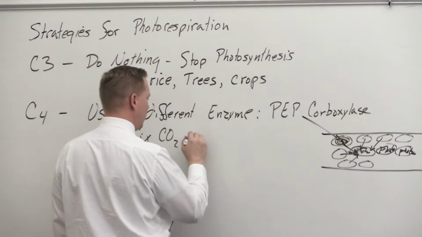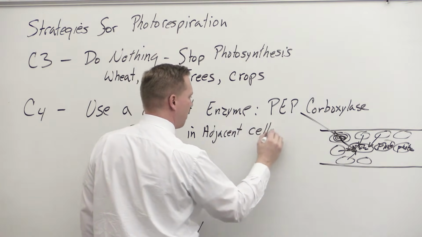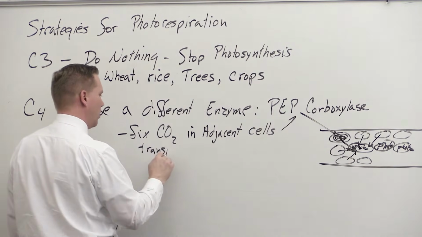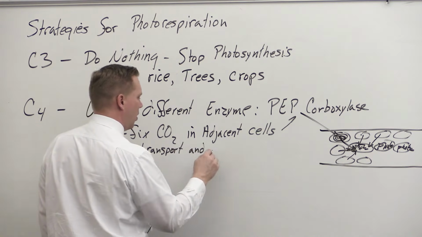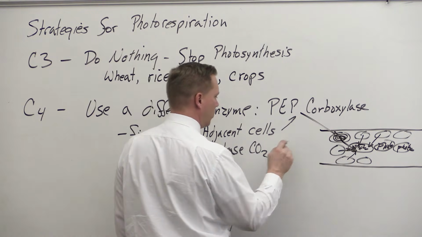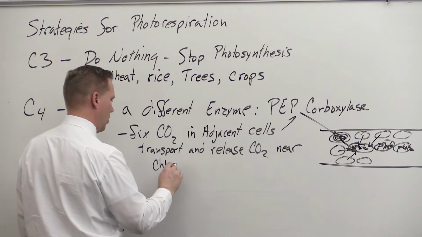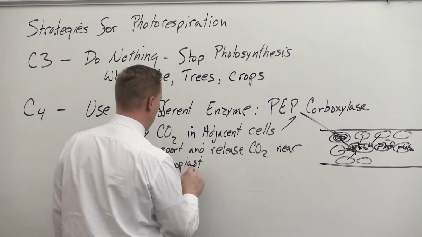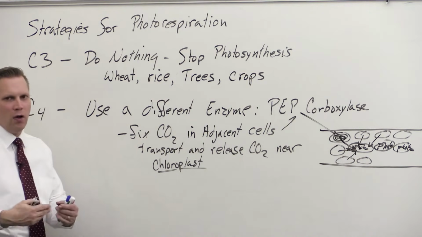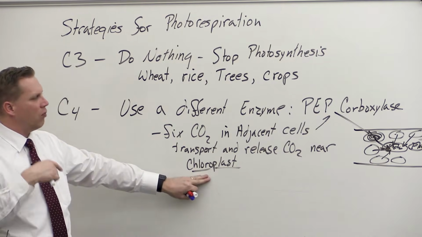So we're going to fix CO2 in adjacent cells using PEP carboxylase and then transport and release that CO2 near the chloroplast in our photosynthetic cells. And so now we're going to produce a high concentration, and this allows the photosynthetic machinery to run for a little bit longer.